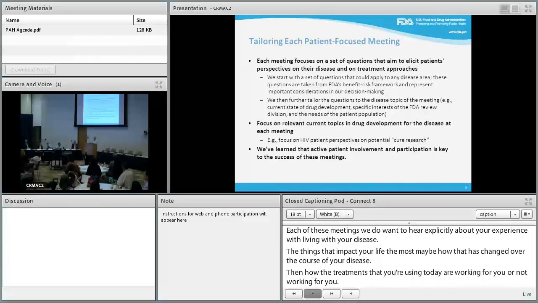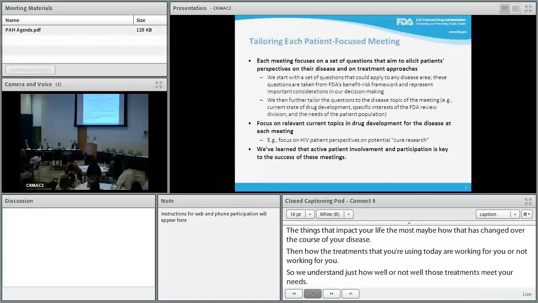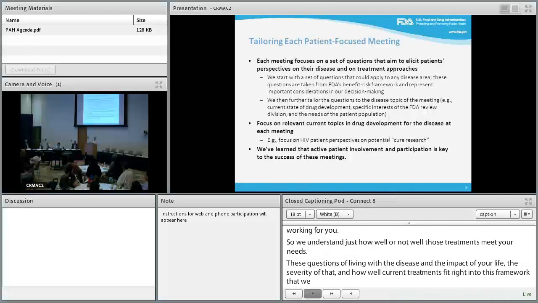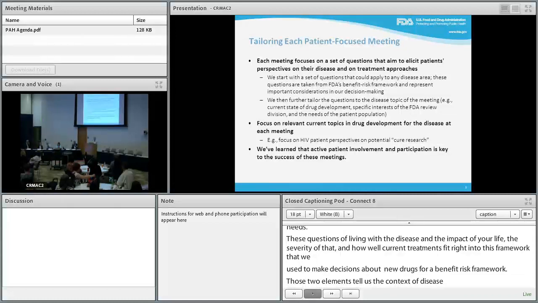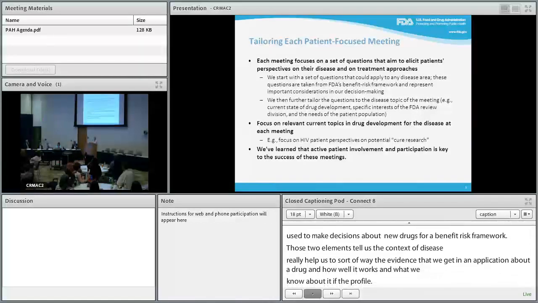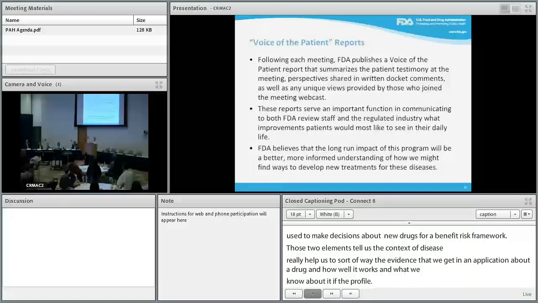And these questions of living with the disease and the impact on your life, the severity of that, and how well current treatments work fit right into this framework that we use to make decisions about new drugs. It's our benefit-risk framework. And those two elements tell us the context of the disease, really help us to weigh the evidence that we get in an application about a drug and how well it works and what we know about its safety profile. So we find that patient involvement in the meeting, your engagement in this discussion this afternoon, is going to be critical to how much we can learn and how well this goes for all of us.